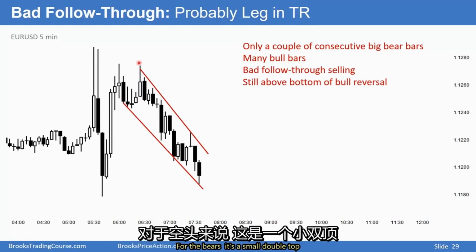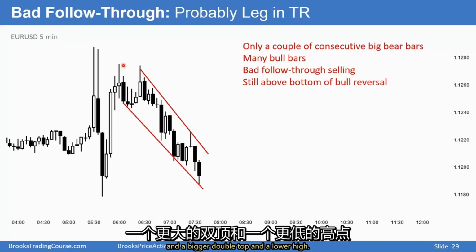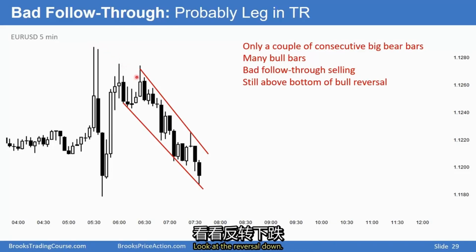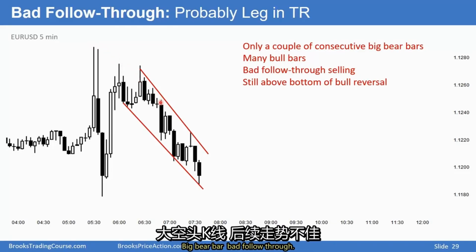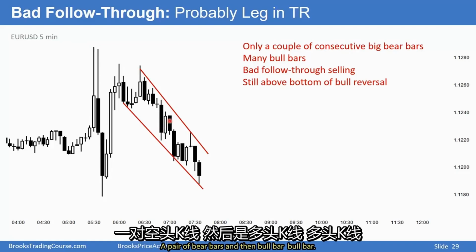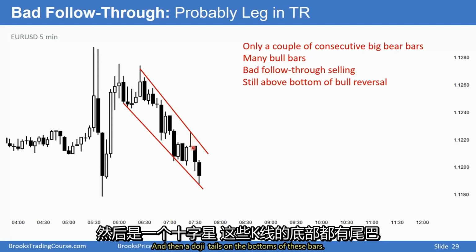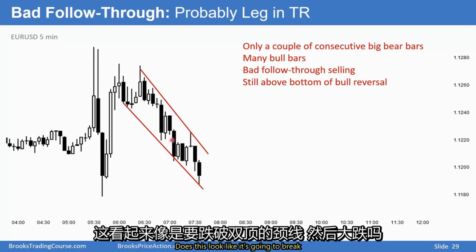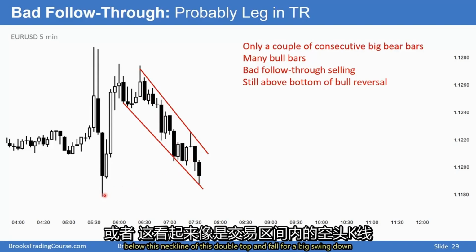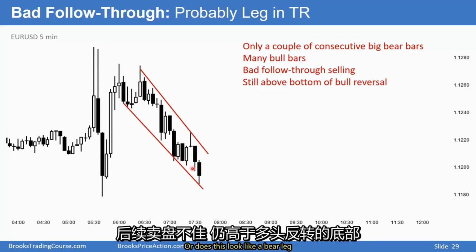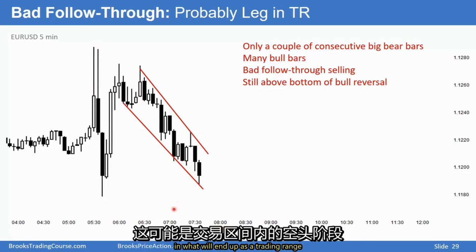For the bears, it's a small double top and a bigger double top and a lower high. Look at the reversal down. Big bear bar, bad follow-through, a pair of bear bars, and then a bull bar, and then a doji, with tails on the bottoms of these bars. Does this look like it's going to break below the neckline of this double top and fall for a big swing down? Or does this look like a bear leg in what will end up as a trading range?